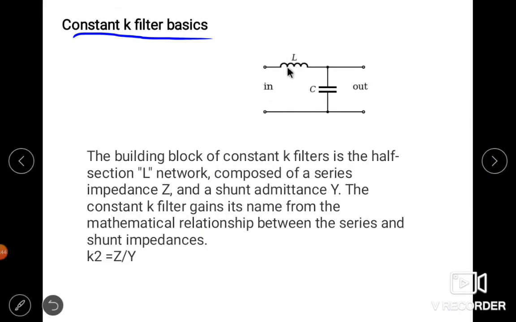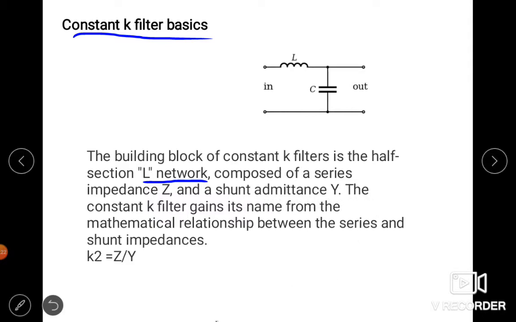This is the main circuit, in which we have connected the input over here and taken the output over here, and it is made of L and C. The building block of the constant K filter is the half section L network. What does this L network mean? And the second question arises about the series impedance Z and the shunt admittance Y.